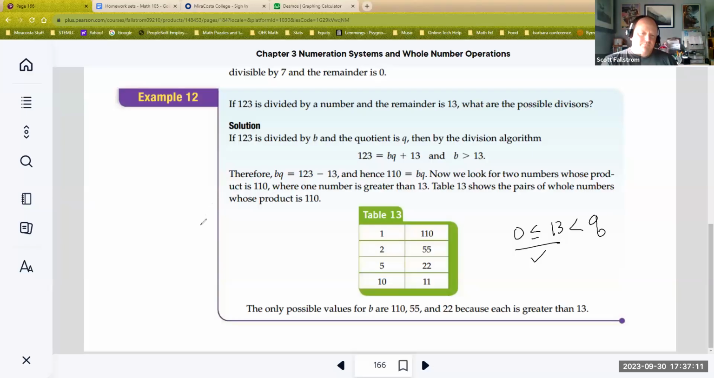So let's see here. If I had 13 left over, let me get rid of the 13 and see how much would be remaining for my product. So my product would be 123 minus 13, which would be 110. So if you're multiplying and getting 110, right?